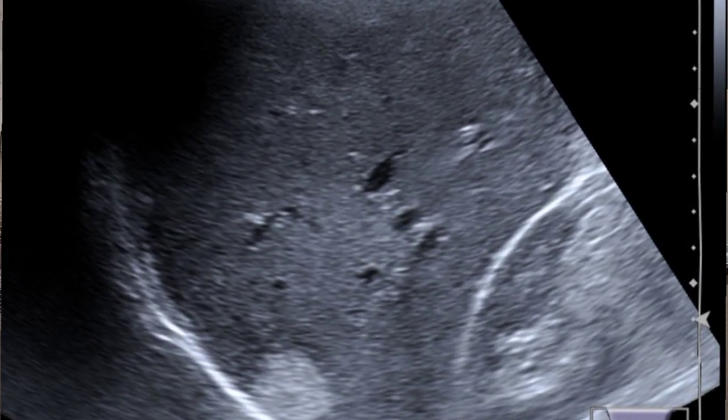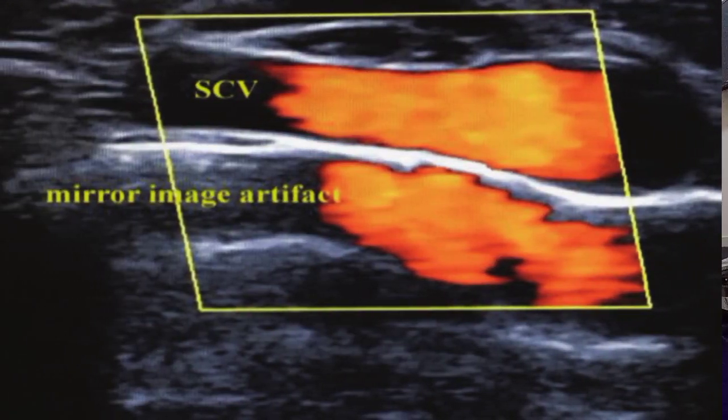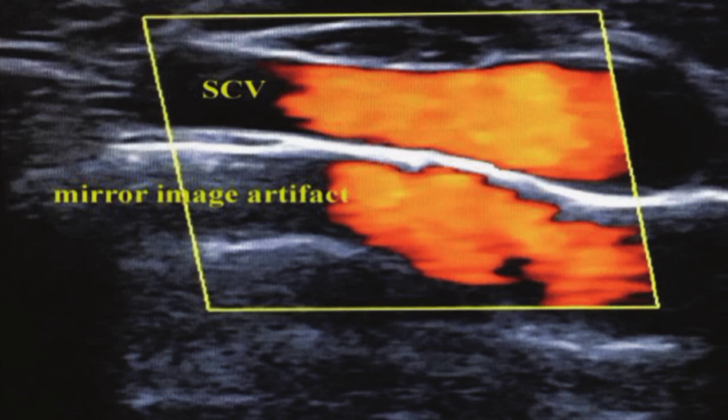Mirror image in Doppler. Here you have air in the apex of the lung that can produce a mirror image artifact of the subclavian artery, in which not only are the grayscale echoes duplicated, but also the Doppler shift flow echoes from the blood. Now the result is an artifactual duplication of the subclavian artery that is deep to the original.